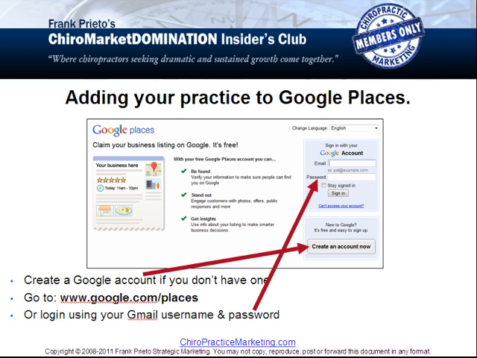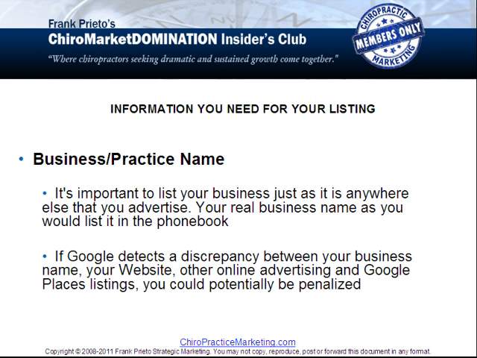The first thing you'll enter is the name of your practice. It's important to list your business just as it is anywhere else that you advertise. Your real business name as you would list it in the phone book. If Google detects a discrepancy between your business name, your website, other online advertising, and Google Places listing, you could potentially be penalized. By the way, the email address you use in Google Places should match your domain instead of using a free Yahoo or Gmail address.